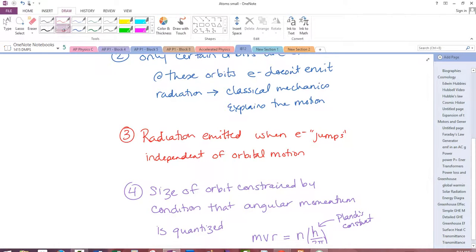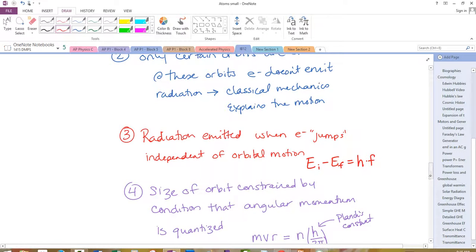The energy given off is energy initial minus energy final. When these jumps occur, not only is there radiation given off, but it's a specific amount of energy, which we will learn about more later. For now I'll just tell you it's h times f, where h is Planck's constant and f is the frequency of the radiation.